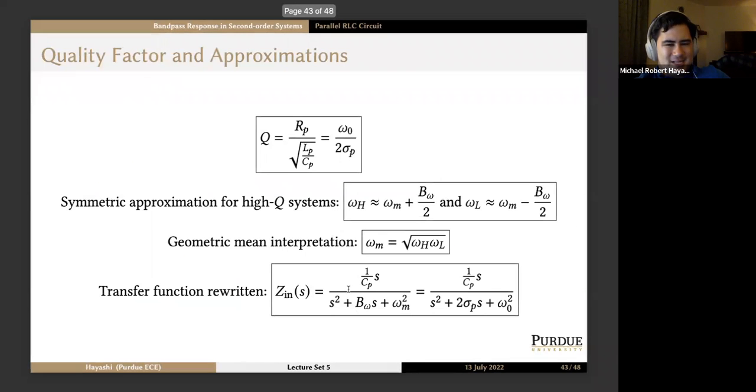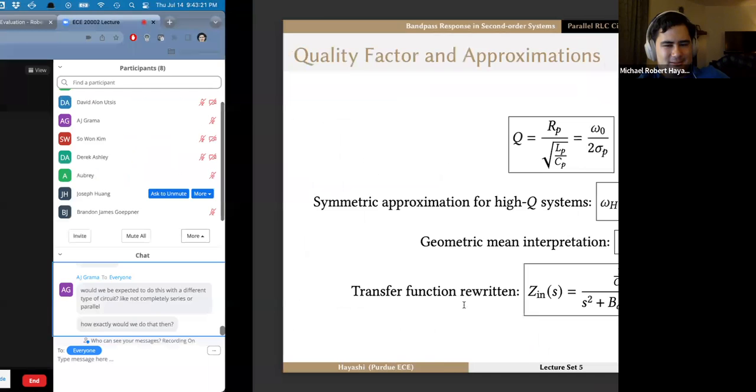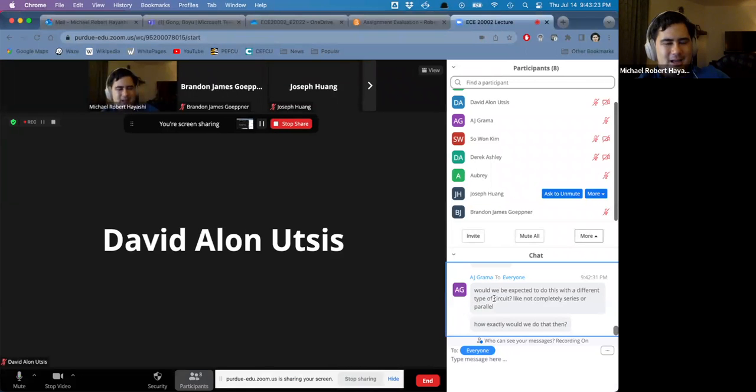In fact, since this is in the denominator, you expect this to behave basically the same way as it would for a purely parallel or purely series case. I will say, AJ, that's a good question. Something you'll probably explore on homework, though.